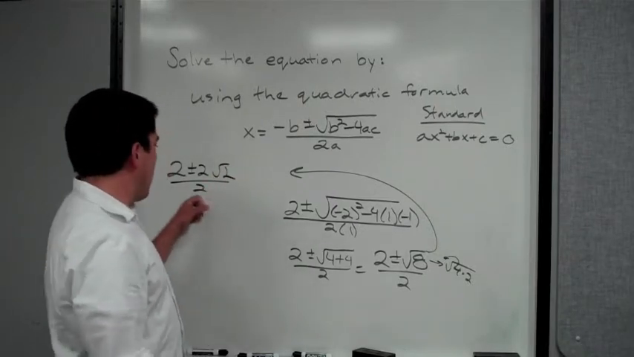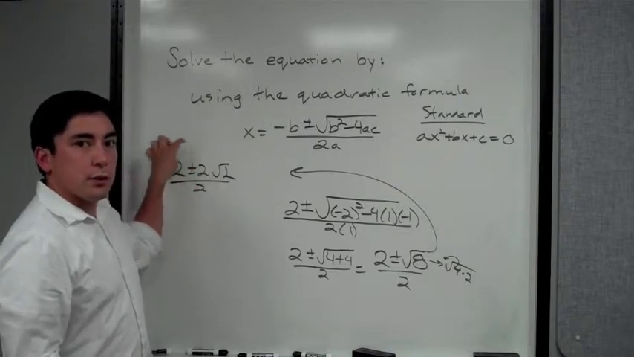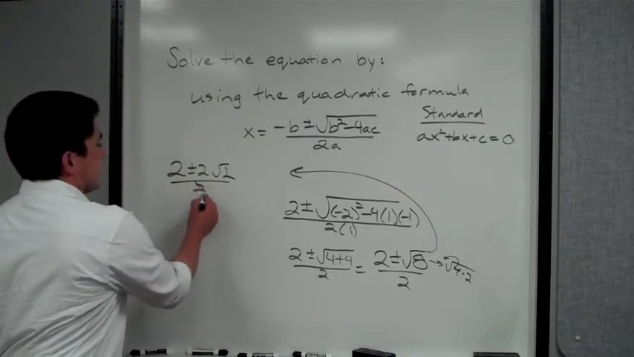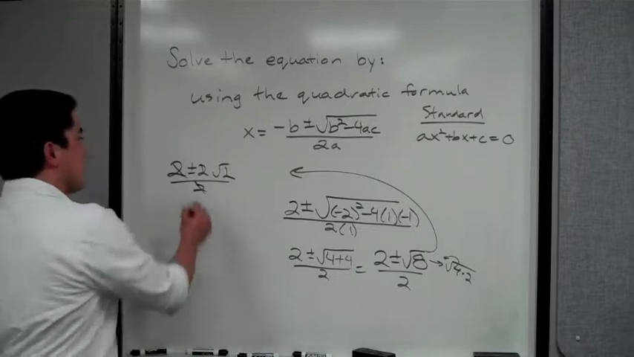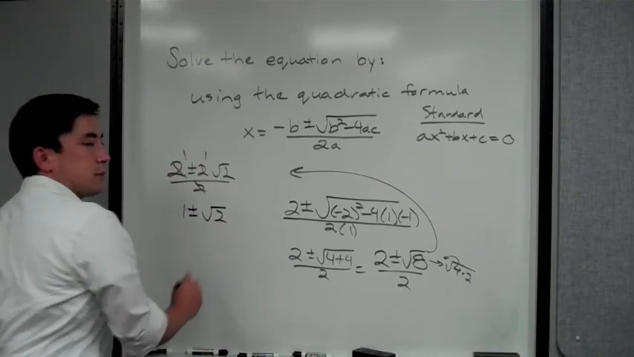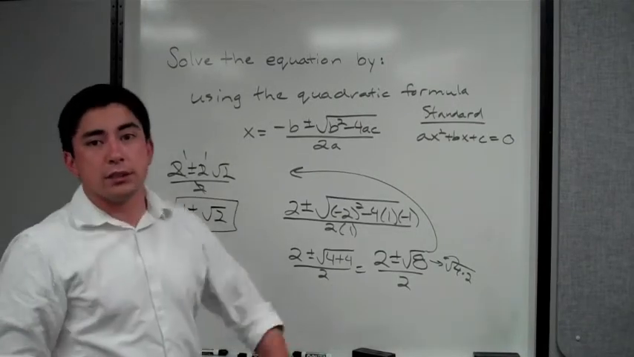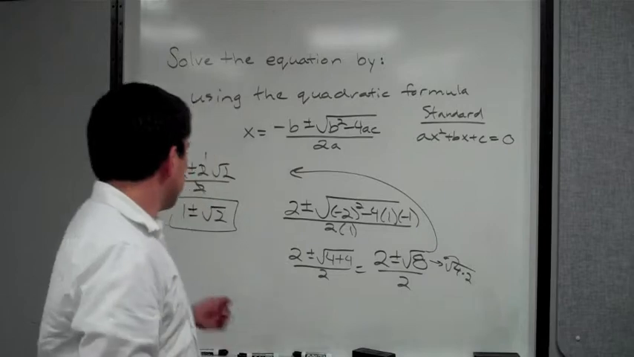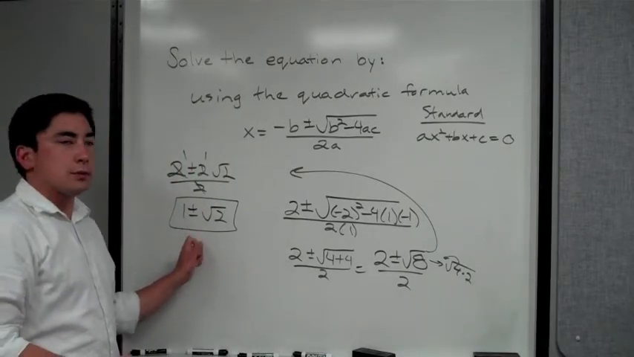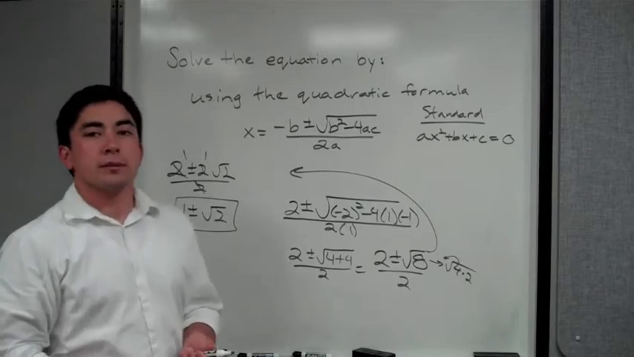And again, if you have a denominator that can reduce both of your numerator terms, you can go ahead and do that. So we're going to divide all those by 2. We end up with 1 plus or minus 1 root 2, or just root 2. And then your denominator is 1, so you don't technically have to put the 1. So our answer would be 1 plus or minus root 2. And that is how you solve by using the quadratic formula.